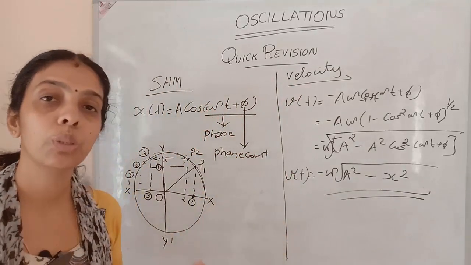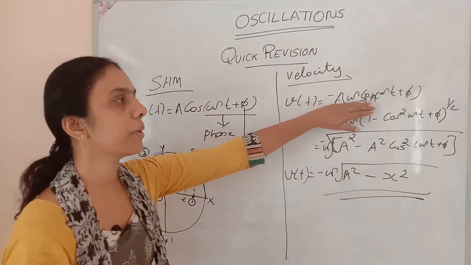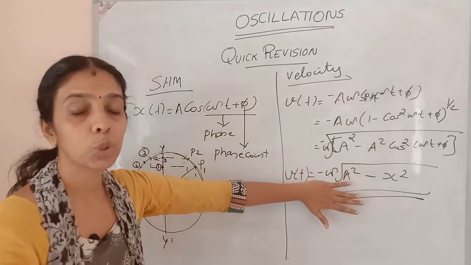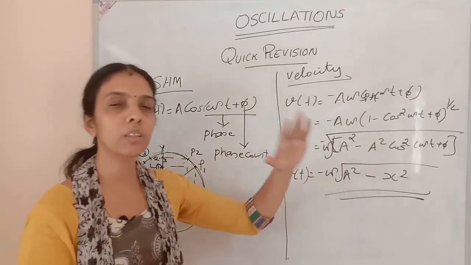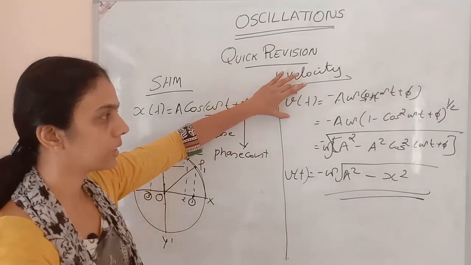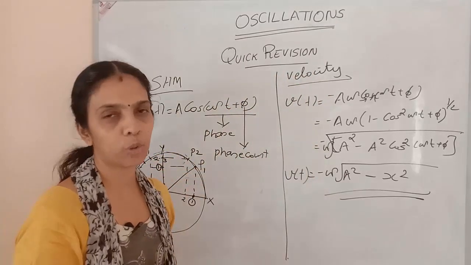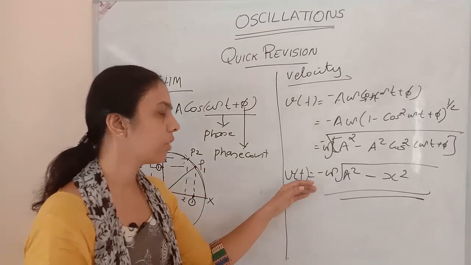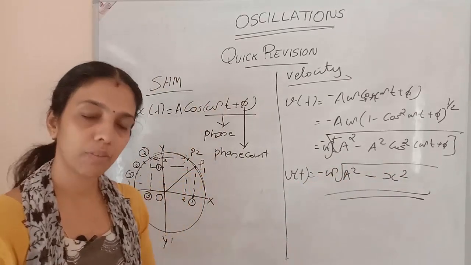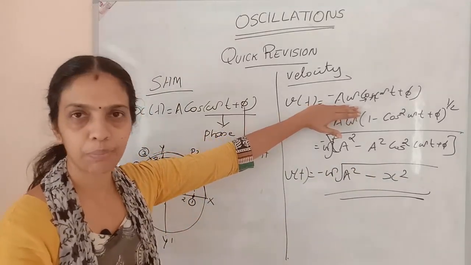For that you should know the trigonometric functions, then only you can solve it in such a way. Minus a omega sin(omega t plus phi) can be represented as minus omega into root of a square minus x square. So in the numerical part, you should consider velocity like this or like this, depending on the terms present in the question. v of t equals minus omega root of a square minus x square, that formula also you can use, or you can use minus a omega sin(omega t plus phi).